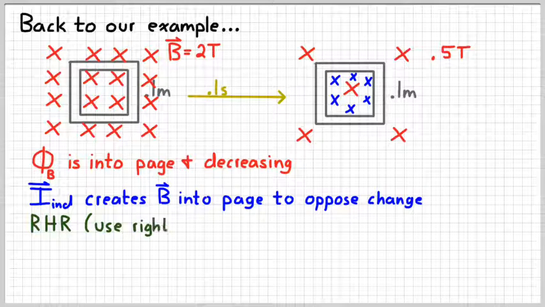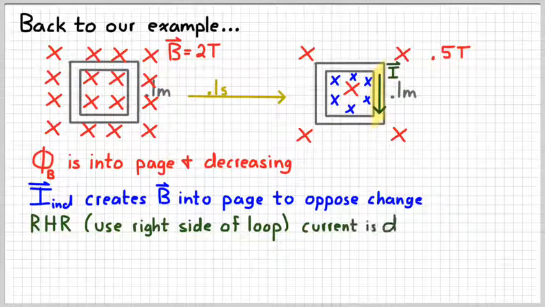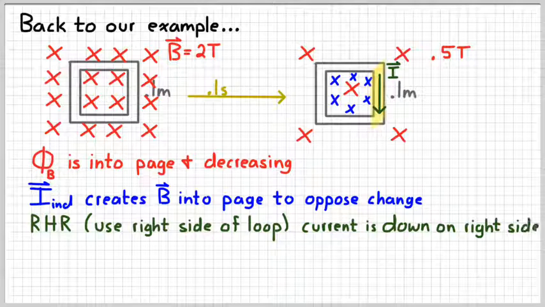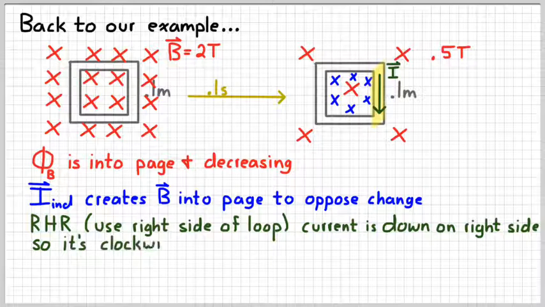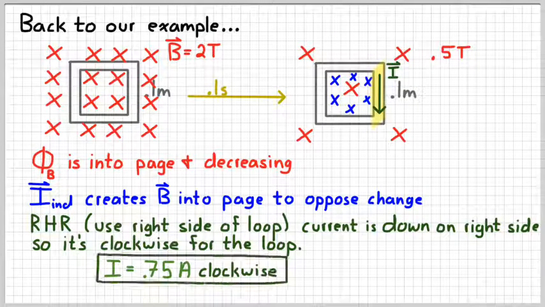Now use your right-hand rule, and again, I recommend using the right side of the loop. Just think about this side over here to figure out what direction the current is. If you point your thumb downward over there, your fingers will curl into the page. So that tells you that the current on the right side of the loop is going down. For the entire loop as a whole, we would say that the current is clockwise. It would go like this. So the correct way to write my answer to our example is 0.75 amps clockwise.